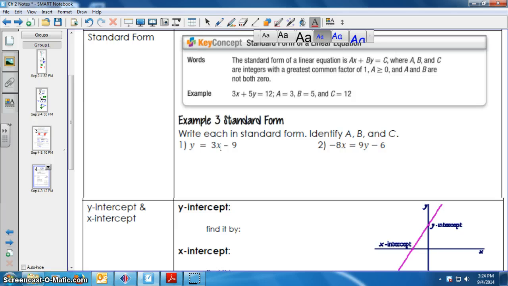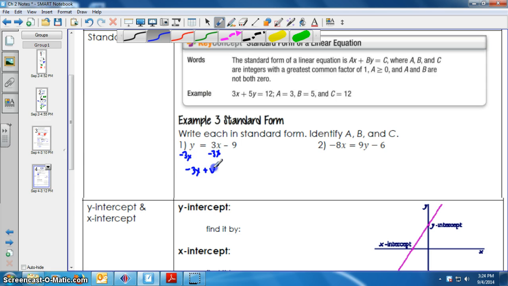So what we would do is we would just subtract 3x. But when I do that, I have negative 3x plus y equals negative 9. And remember, I can't have that front number being a negative. So we're going to divide or multiply both sides by negative 1. And all that does is just change every sign. So now it's a positive 3x, it's a negative y, and it's a negative 9. So now my front number, my A, is greater than 0. And it's positive. We're good.